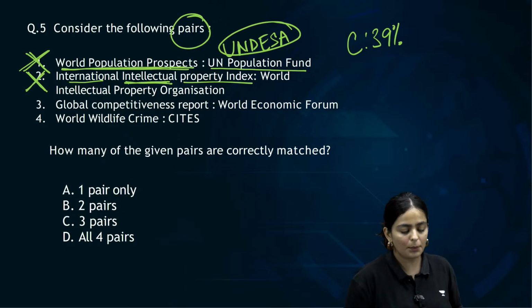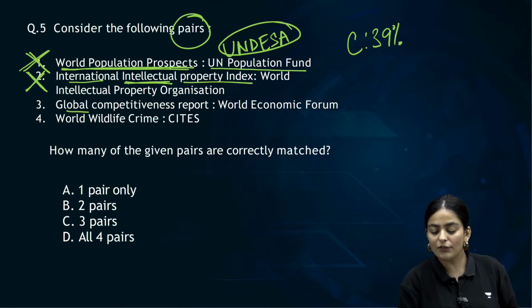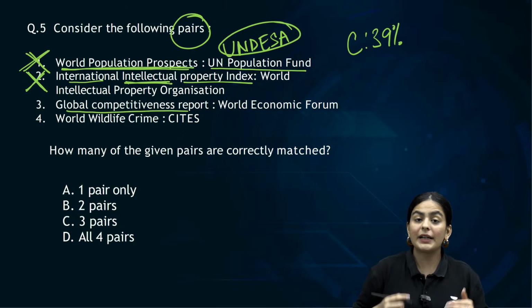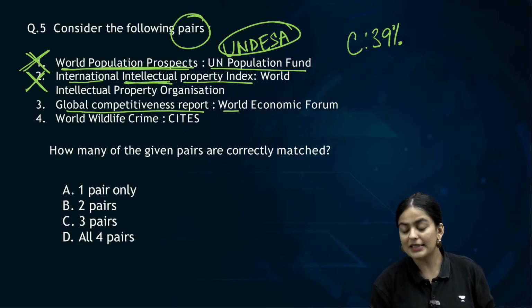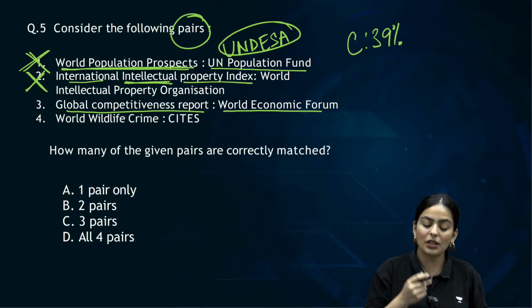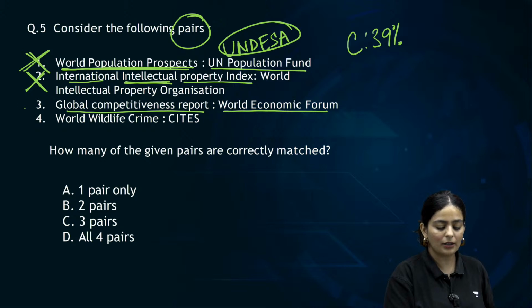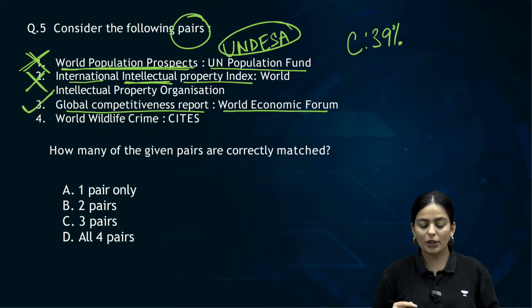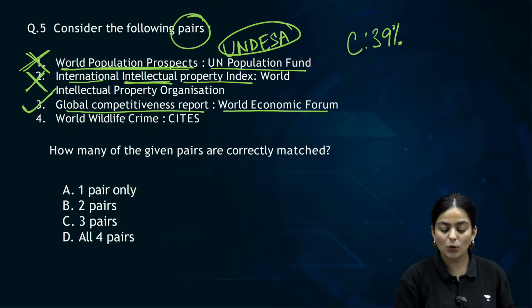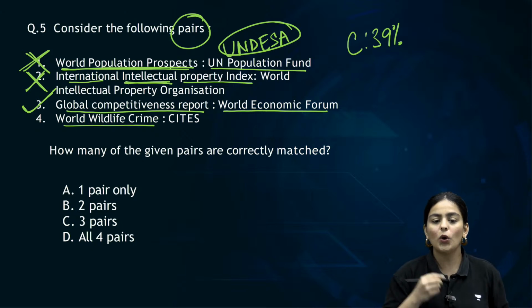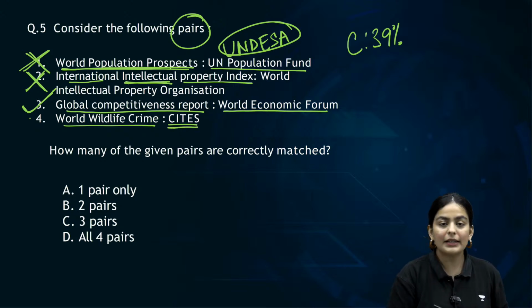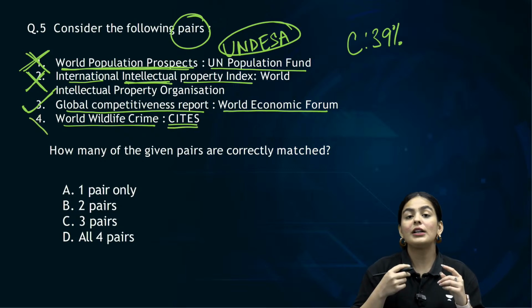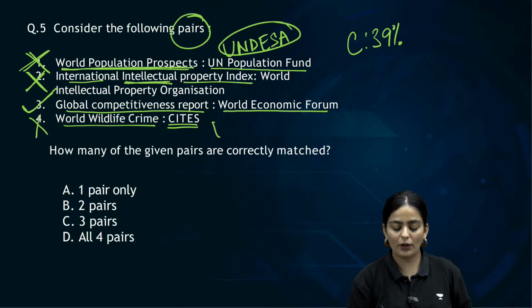Let's talk about the third statement. Global Competitiveness Report is launched by World Economic Forum. That is absolutely correct. Third is correct. And what about the fourth? The fourth one says World Wildlife Crimes by CITES. That is incorrect. It is by the UN Office of Drugs and Crime.